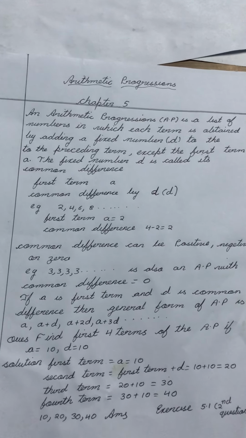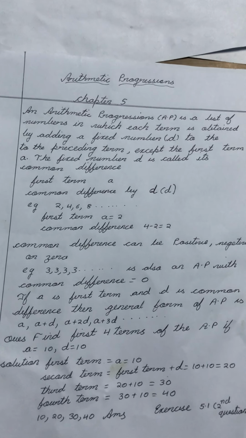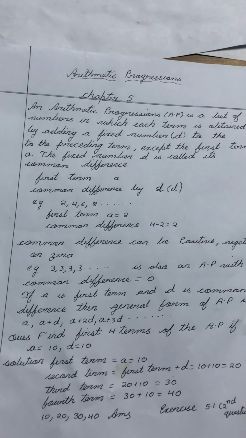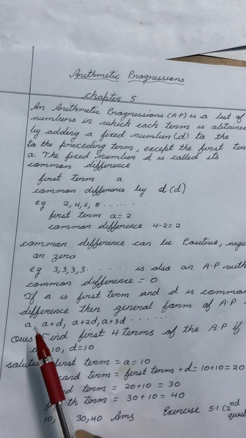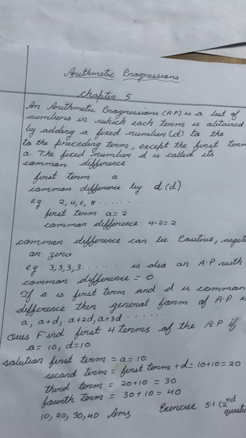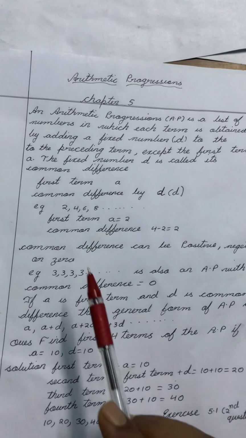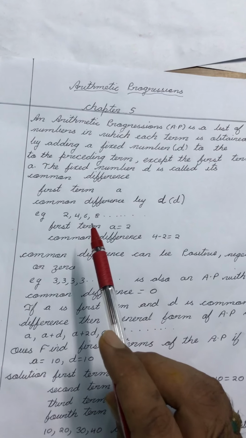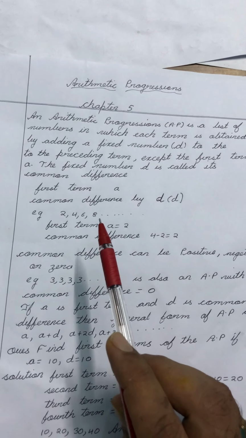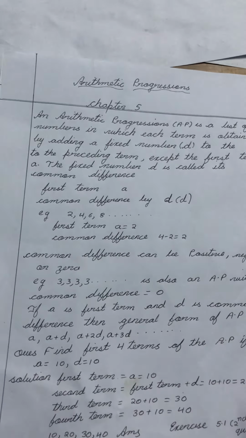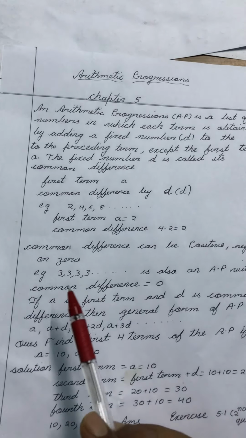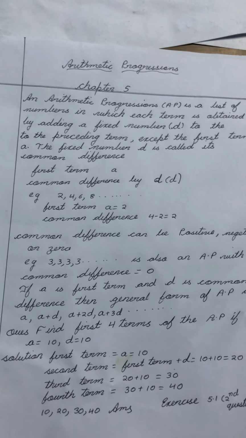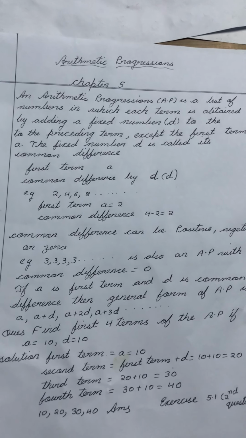So keep in mind, in an AP, the first term is represented by A, the common difference is represented by D. And if A and D are given, there are two ways: either you can use this logic to find the terms or just add D to the previous term. For example, in this AP, 2, 4, 6, 8, I know the common difference is 2. If I want to find the next term, I will add 2 to 8, 8 plus 2, 10, and this continues. This is called an infinite AP, where the total number of terms is not given. If the total number of terms is given in an AP, that is called a finite AP.